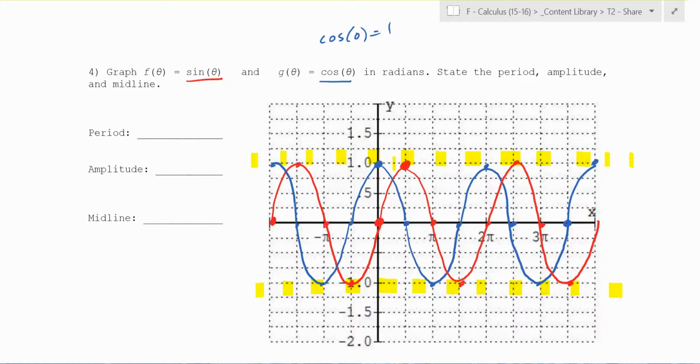What is the period of a function? How long it takes to get from, say, 0 back to 0? That's almost right. It's really from the right direction.